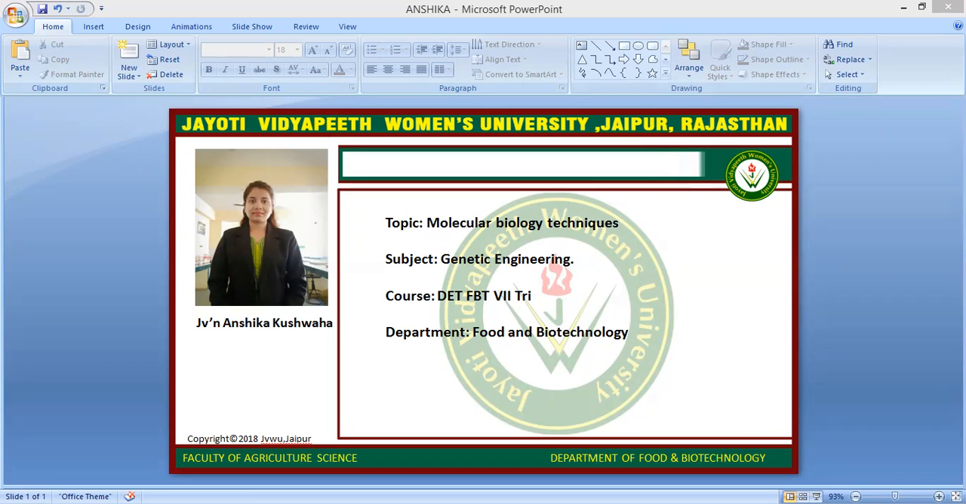cytosine, thymine, and uracil. What is base pairing? Hydrogen bonds are relatively weak bonds compared to covalent bonds. Hydrogen bonds can form between a pyrimidine and a purine. So Watson and Crick base pairing rules are A double bond with T and G triple bond with C.